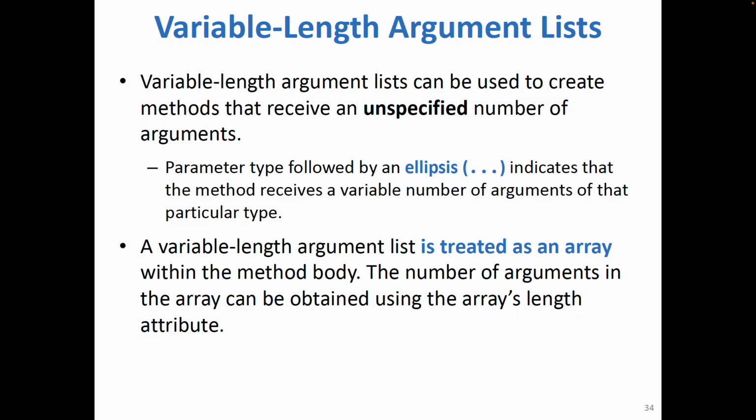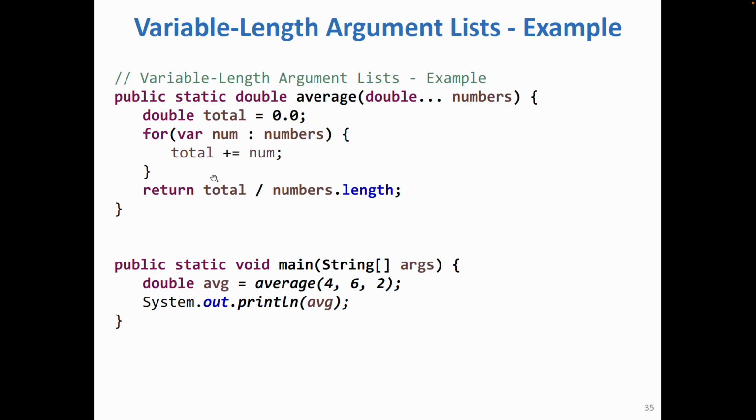Because when we define a function, we say that it takes 2 integer values or it takes 3 integer values. But if you see it in this way, for instance, double and then 3 dots and then the variable name, it means that it can take 1, 2, 3, 4, any number of double values. Okay? So then, what does it mean?